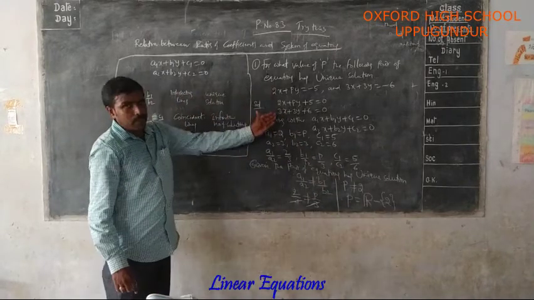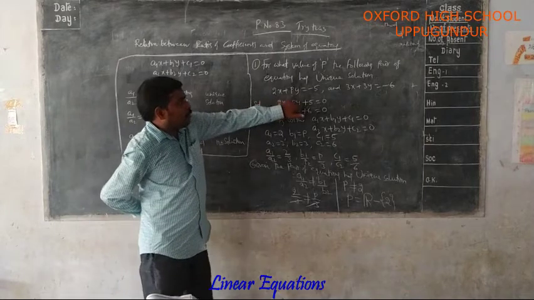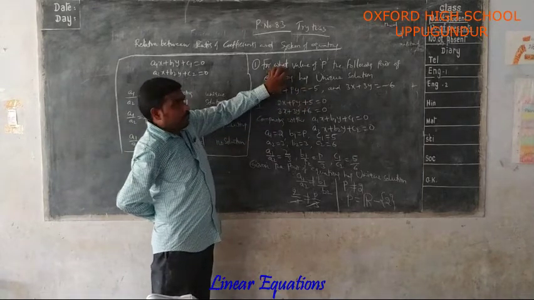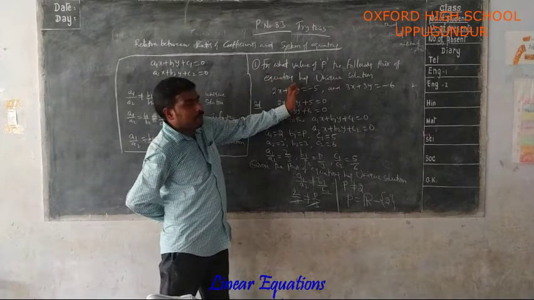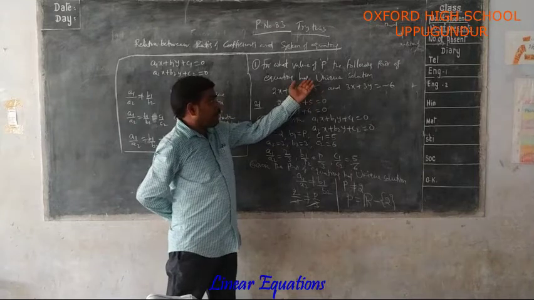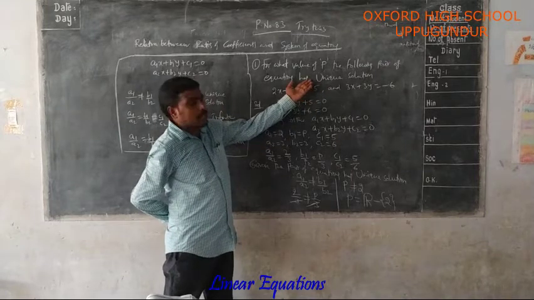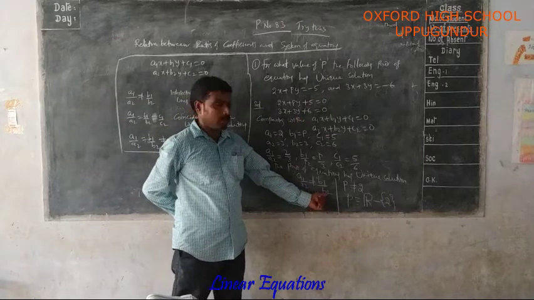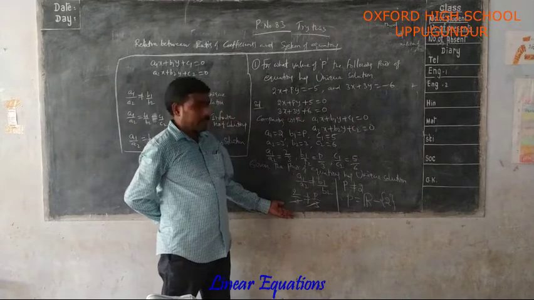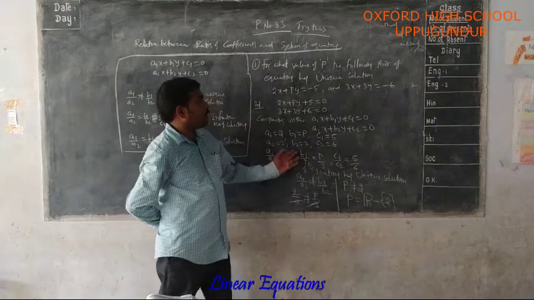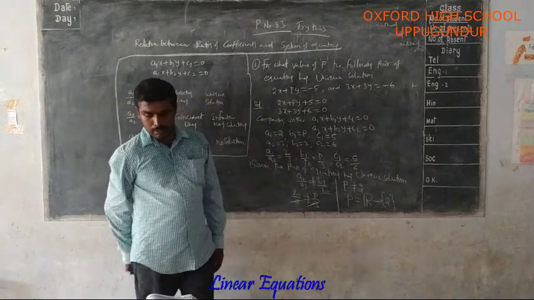So in this way you can find any unknown coefficient if they give a condition. For this problem, what is the condition they give? The pair of equations has a unique solution. So based on that condition, if the pair of equations has a unique solution, then the condition we have is a1 by a2 not equal to b1 by b2. By using that condition, we are finding the p value. In the same way, you can do the next problem also.